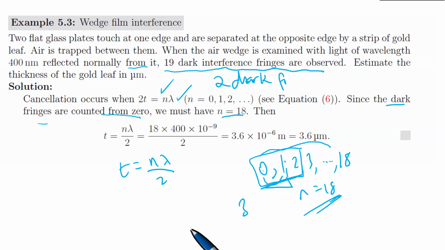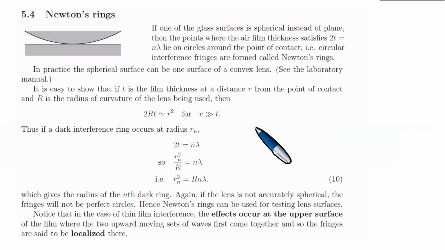Okay, right. So we move on, in view of the cancellation that occurs whenever 2t is n lambda. I want us to just discuss briefly Newton's rings, because we shall be solving problems about them. Now, Newton's rings: if one of the glass surfaces is spherical instead of a plate, here's a glass surface that is spherical and not like a plate, then the points where the film thickness satisfies 2t equals n lambda lie on circles around the point of contact. That is, circular interference fringes are formed, called Newton's rings. In practice, the spherical surface can be one surface of a convex lens. See the laboratory manual.